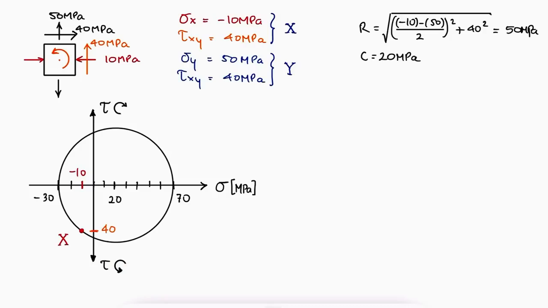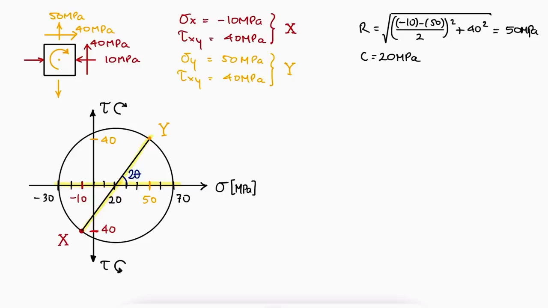The location of capital Y would be positive 50 for sigma, which affects the top and the bottom face of the stress element, and the tau value of 40 coming from a vector that is trying to rotate this stress element clockwise. With simple geometry, we can calculate the angle between the diagonal capital X capital Y and the sigma axis. This is the angle for which capital Y becomes the maximum stress, or what we call a principal stress. We call this angle theta p for principal.